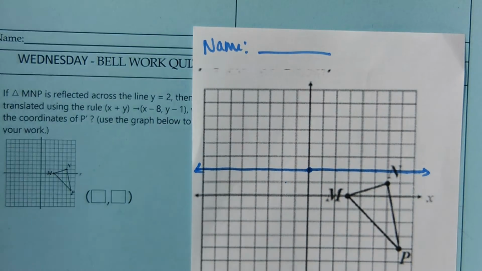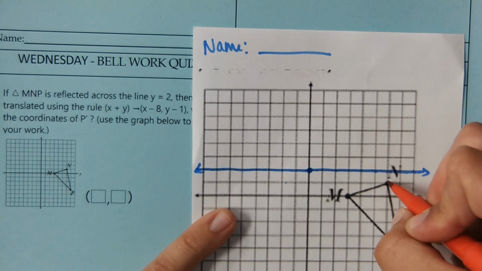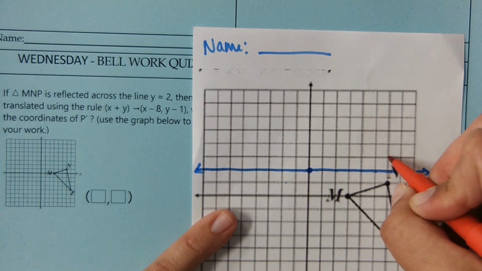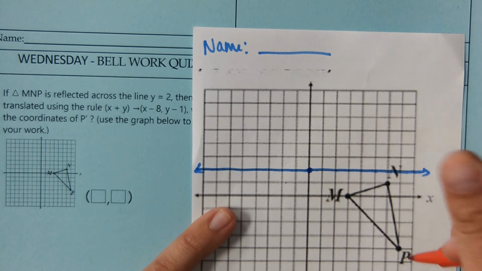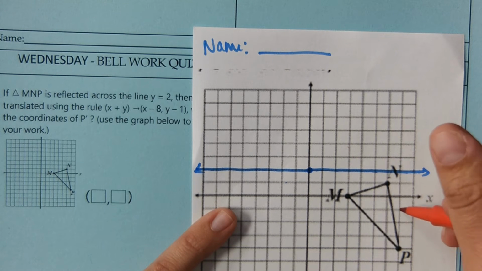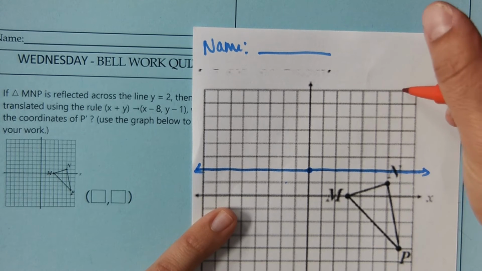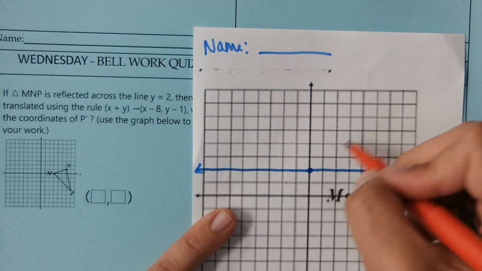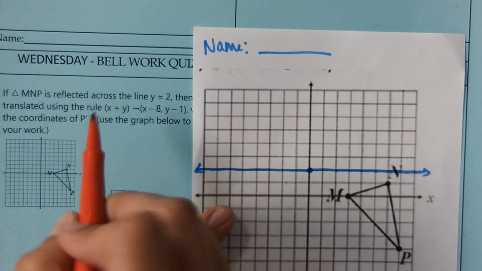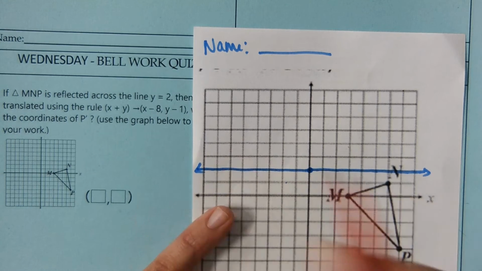And then from here, you're going to reflect each point over that line. Point N is 1 below, so you just put it 1 above. And M is 2 below, so you just put it 2 above. For P, you count 1, 2, 3, 4, 5, 6, and then you count 1, 2, 3, 4, 5, 6, and you put that there and then label it. Once you have the reflected shape up here, then you translate each point to the left 8, down 1, and go from there.